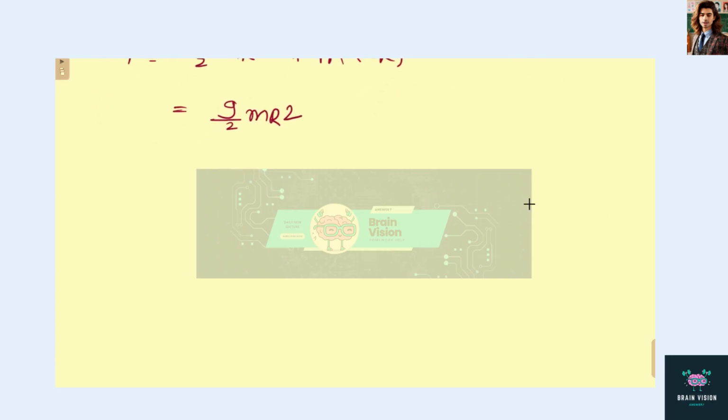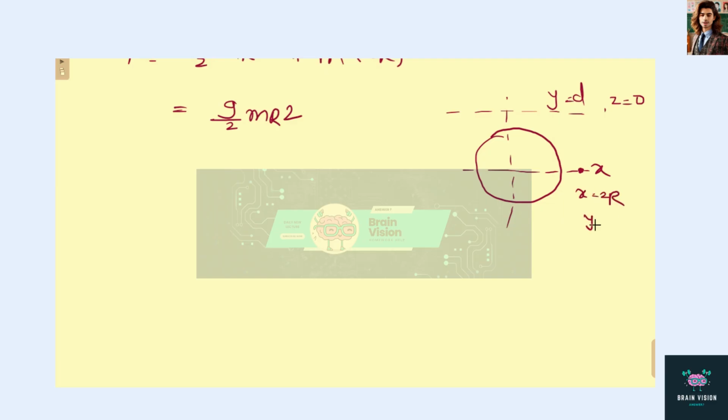We can show it by a diagram also. So this is our object, and this is the x-axis. This is the y-axis, and this is the line we are given, that is y = d and z = 0. This is the point where x = 2r and y = 0. This distance is actually 2r.